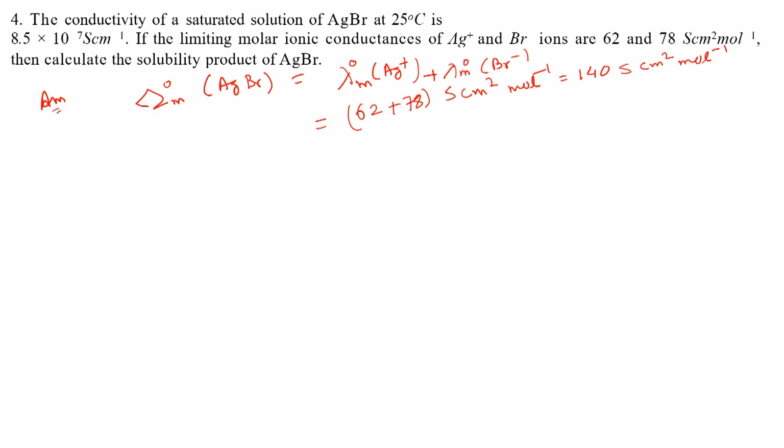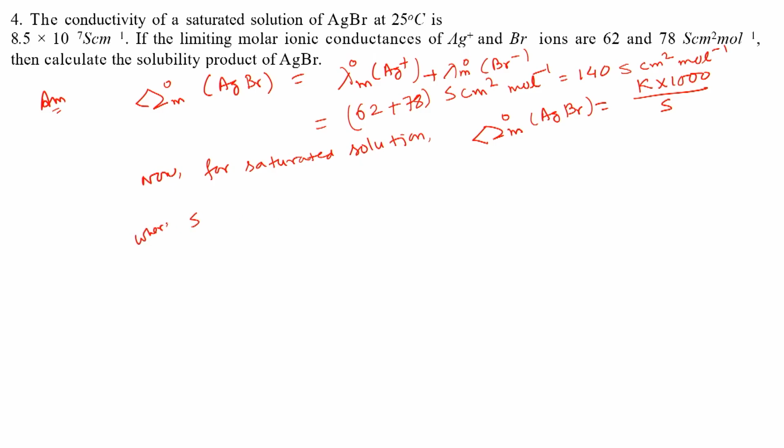Okay. So, this is the value of lambda m naught of AgBr. Now, for saturated solution, lambda m naught of AgBr is kappa times 1000 by S, where S is the solubility. So, we can calculate S now.